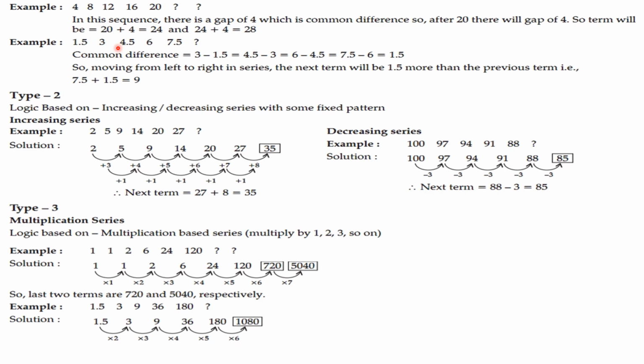Example: 1.5, 3, 4.5, 6, 7.5. Common difference: 3 minus 1.5, 4.5 minus 3, 6 minus 4.5, and 7.5 minus 6 are all equal to 1.5. So moving from left to right in the series, the next term will be 1.5 more than the previous term. 7.5 plus 1.5 is equal to 9.